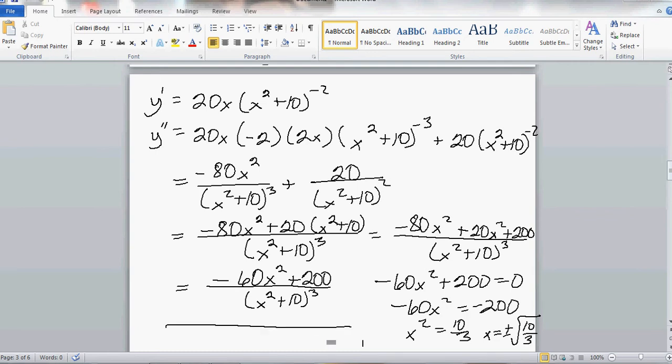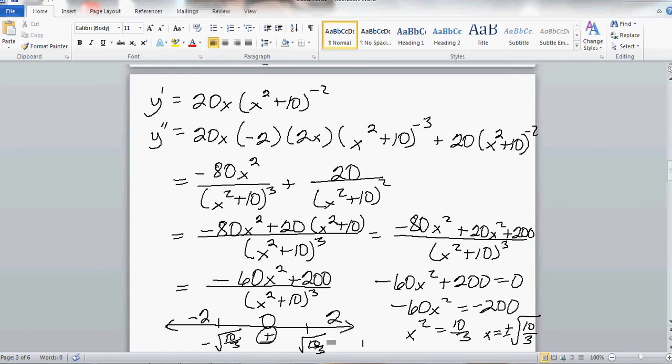So now we have to come over here and do negative square root of 10/3 and positive square root of 10/3 and try some values. Well, I'm going to choose the value of 0 here. Let's see. This would be 2 as a legitimate value and negative 2 as a legitimate answer there. And so if I plug in 0 into y double prime, which is right here, this becomes 200 in the numerator, and this becomes positive here, and this is always positive. The denominator is always positive in this particular problem, and so positive over positive is positive.